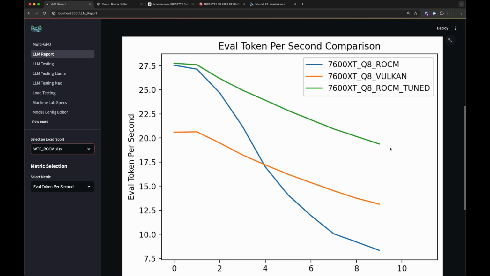Hope you guys like this little tidbit of information. If you're running one of these 7600s or maybe even other AMD series cards, make sure you turn on flash attention and see if that improves your performance.